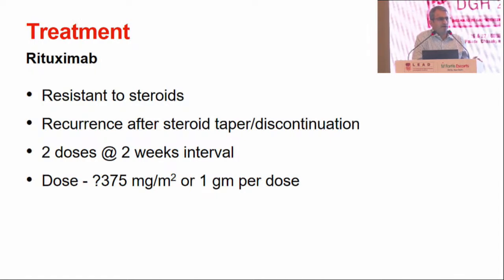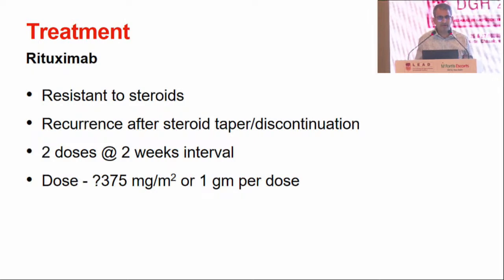That's a very valid point Dr. Puri has raised. There is some data that a top-down approach may be better than a bottoms-up approach here. Start with Ritux and you see the immediate response. Although the classical indication of rituximab is if you have resistance to steroids or you have recurrence after steroid taper or discontinuation. But yes, sir, I take your point.